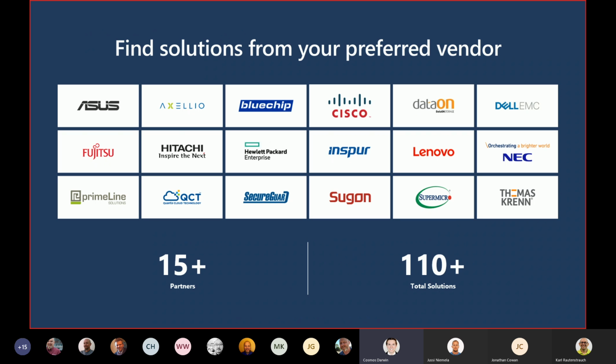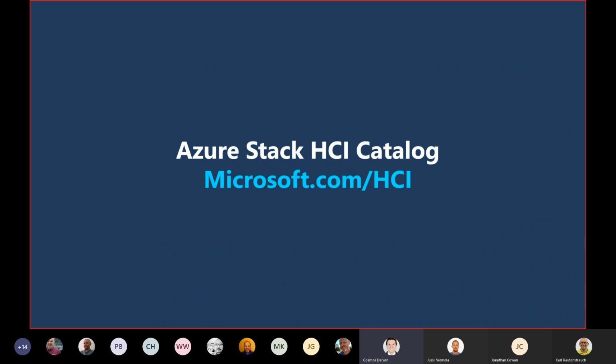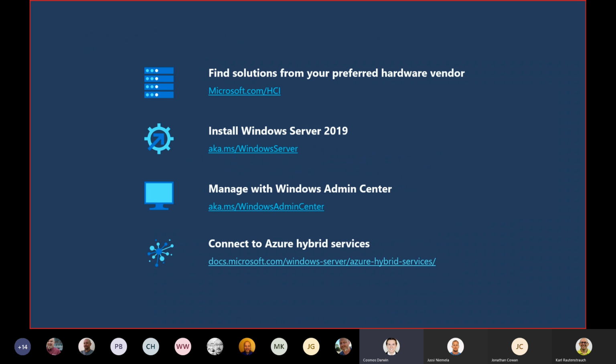The partners whose logos you see on this slide represent more than 90% of the server market. It is very likely that whoever your preferred hardware vendor is, they are on this slide, whether that's Lenovo or Dell EMC or HPE or Cisco, Fujitsu, and a number of other players who are really important regionally, like Hitachi in Japan, or Thomas Krenn and PrimeLine in Germany. So these partners, we've been working very closely with them for a number of years now, honestly. We've been co-engineering with them to design systems that are especially built for Azure Stack HCI. And you can find all of those systems on the Azure Stack HCI catalog at microsoft.com/HCI for hyper-converged infrastructure.